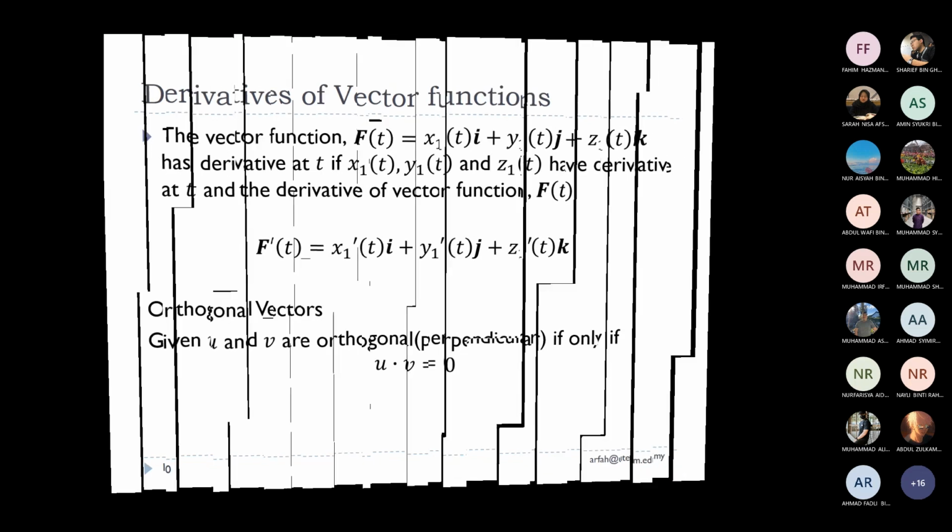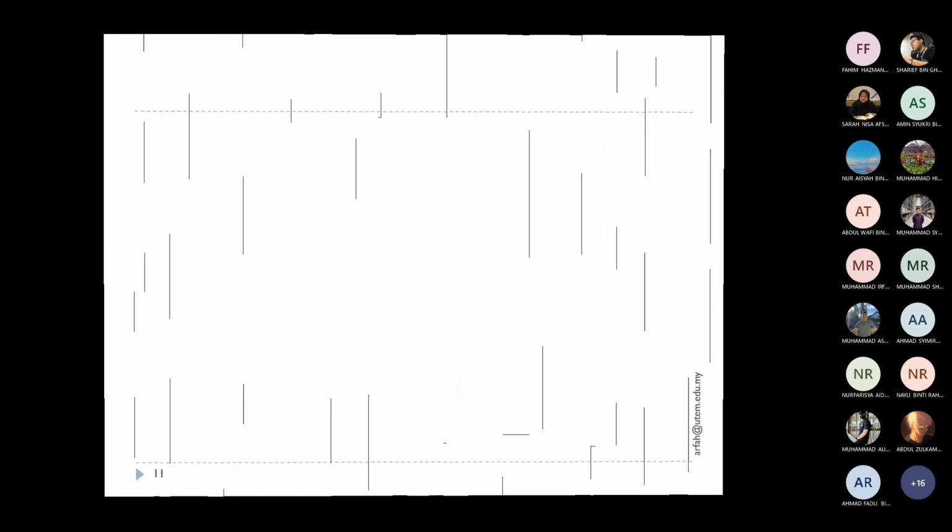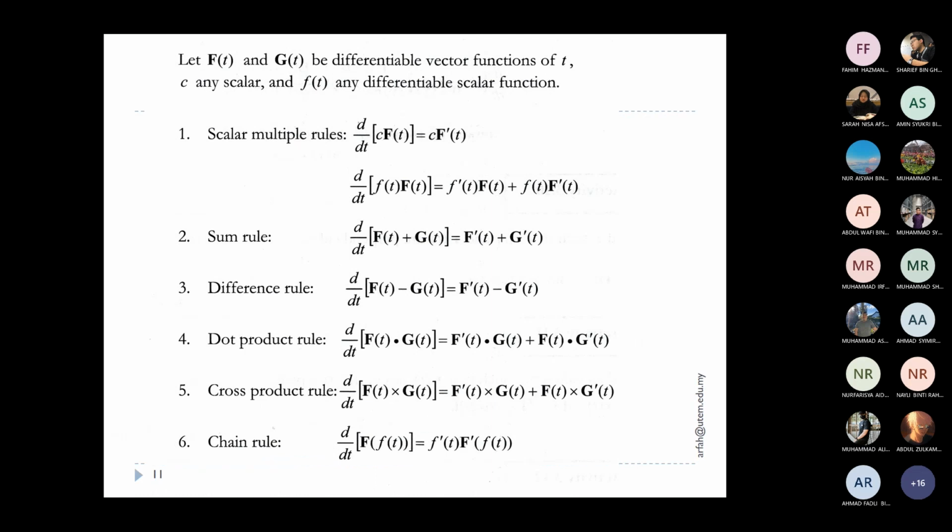So from here, let's take a look into the differentiable vector function, the derivative rules of the vector function. Okay, so let's say f and g are differentiable vector functions of t, and c is any given scalar. Okay, and let's say f(t) is a scalar function, meaning that f(t), for example, you have f(t) sama dengan 3, t equals to 2, and so on and so forth.